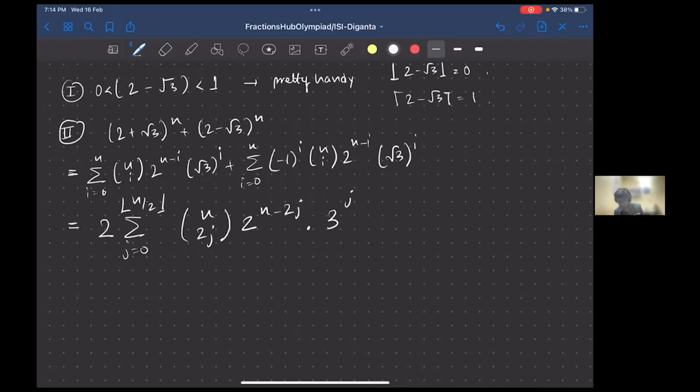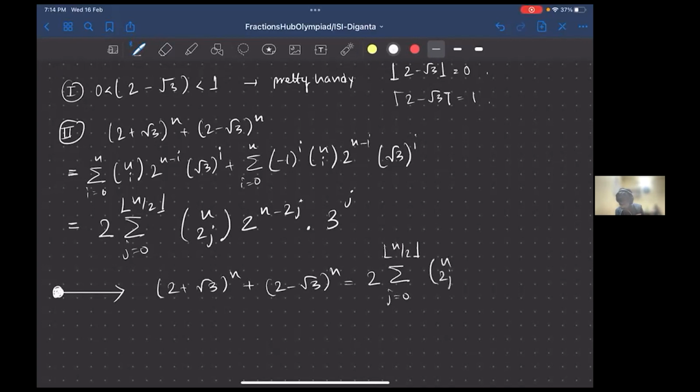So we have removed root 3 and we see the following: (2 plus root 3) whole power n plus (2 minus root 3) whole power n is equal to twice the sum j running from 0 to floor of n by 2 of n choose 2j, 2 to the power of n minus 2j times 3 to the power of j.